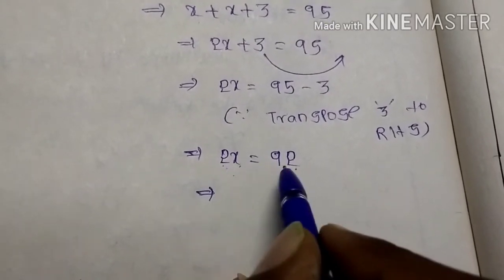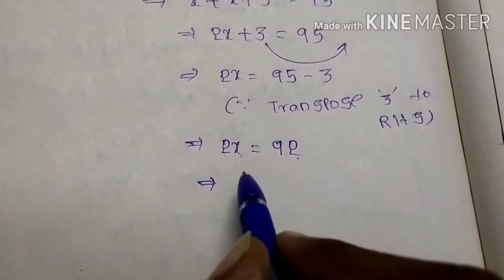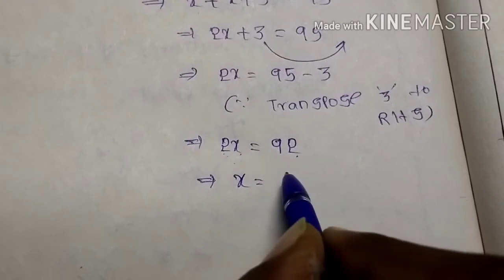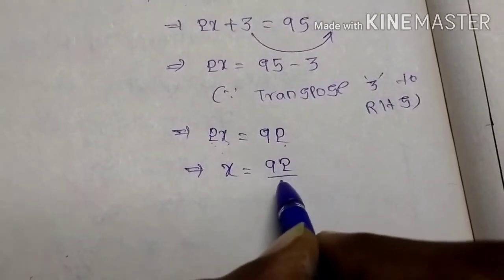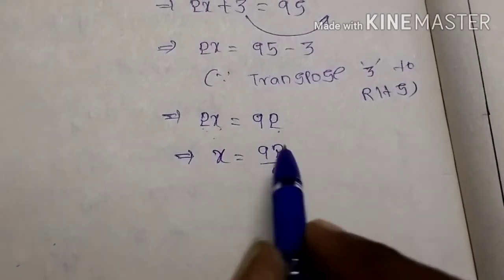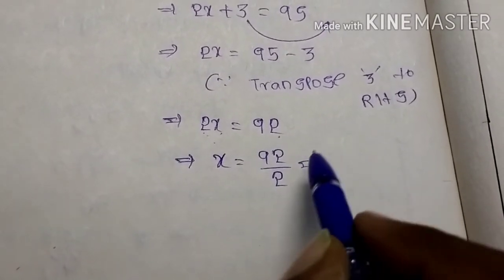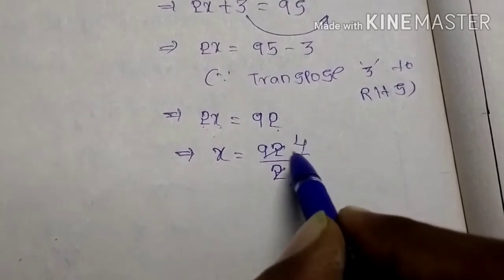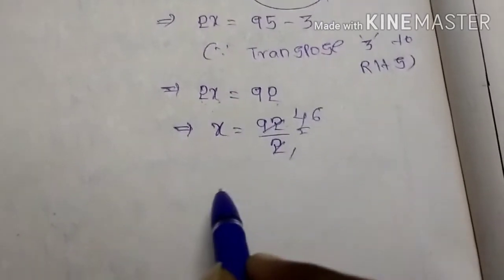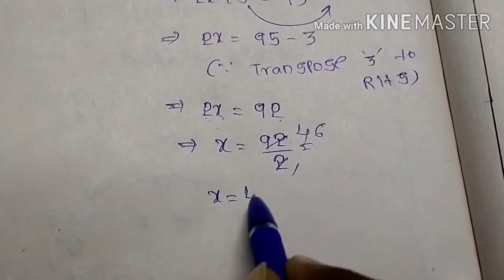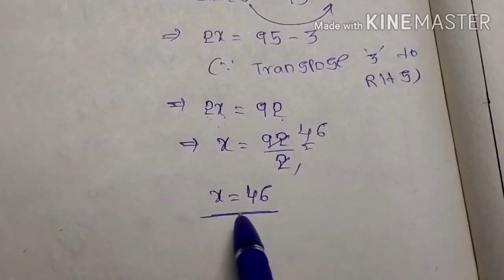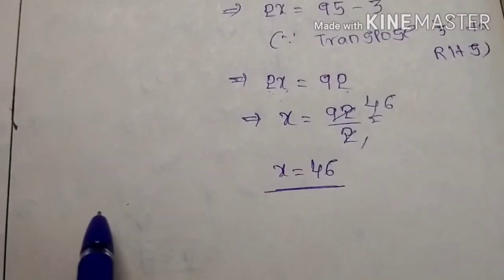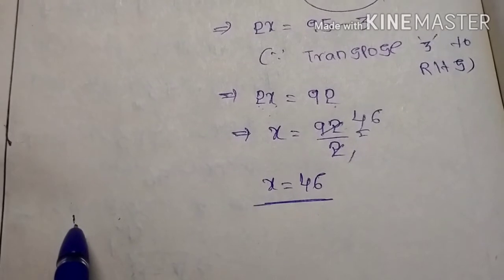If I am transposing 2 to RHS, it will divide 92. See here, clearly x is equal to here 92 by 2. That means if it is possible, you can simplify here. See here, 2 1 ja, 2 4 ja, 2 6 ja. That means x is equal to how much? x is equal to 46. See, that means you can remember here, let it is the smaller number.